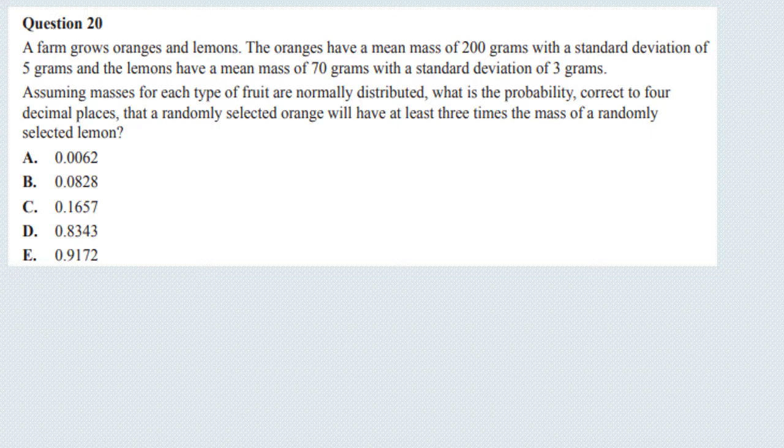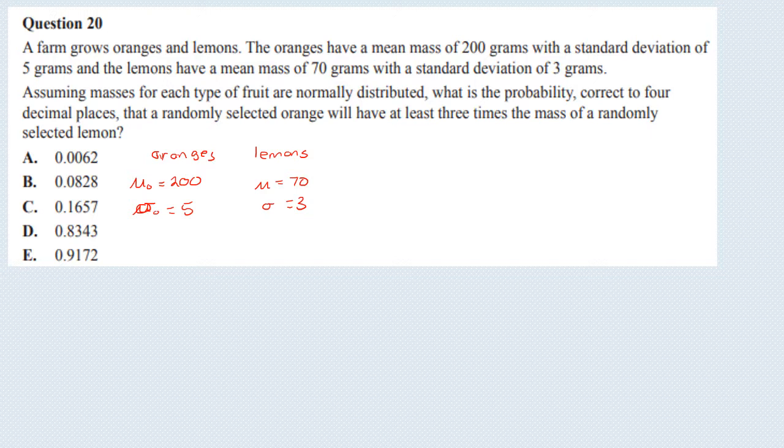In this next question, if we're reading what's going on, a farmer grows oranges and lemons. The oranges have a mean mass of 200 grams, so the mean of our oranges is 200 grams, and the standard deviation of our oranges is 5 grams. The lemons have a mean mass of 70 grams and a standard deviation of 3 grams.